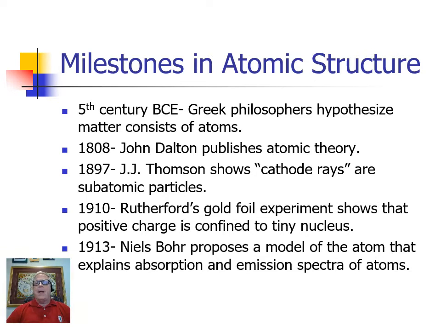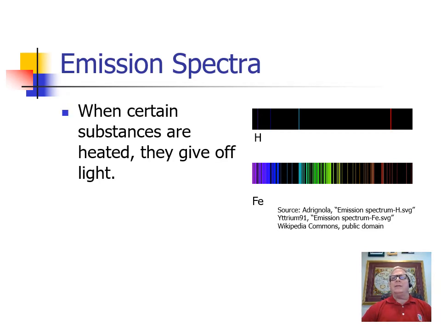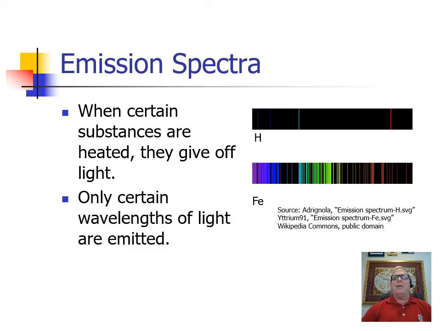So in 1913, Niels Bohr proposed a model of the atom that explained some of these phenomena, and also explained why atoms displayed absorption and emission spectra. So by absorption and emission spectra, we're referring to this phenomenon that was discovered, that when you heat certain substances, they give off light, but the light they give off is not every possible wavelength of light. Only certain wavelengths of light are emitted. In fact, the wavelengths of light emitted by a given element are kind of a fingerprint for that element.